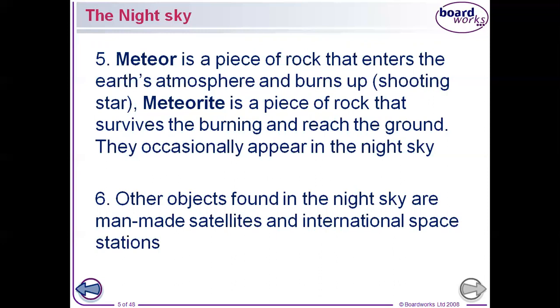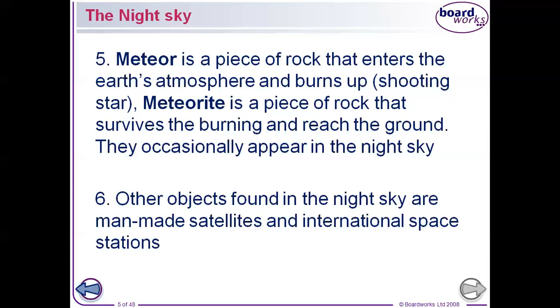So a meteor is a piece of rock that enters the Earth's atmosphere and burns up, due to friction between the rock and the atmosphere as it's moving. The friction generates a lot of heat, which causes burning. A meteorite is a piece of rock that survives the burning and reaches the ground. They occasionally appear in the night sky.